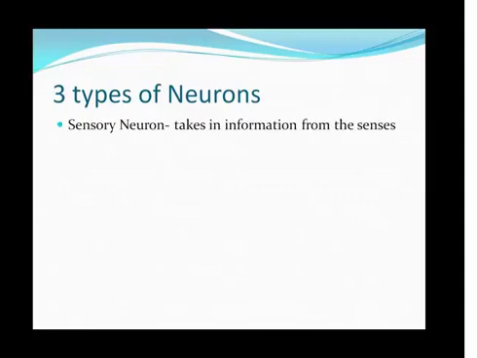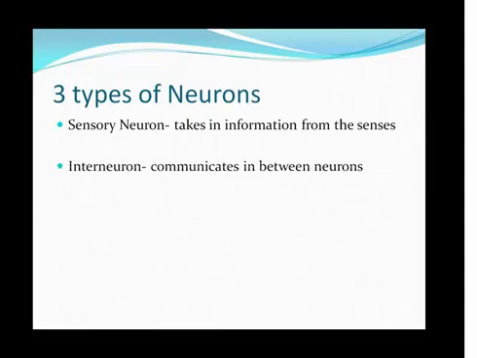The first one that we have is the sensory neuron. It's very easy to remember this one: sensory neuron. It takes in information from the senses. So what are our senses? They're vision, smell, touch, hearing, and taste. All your taste receptors would be sensory neurons. Your visual receptors would be sensory neurons. I think you understand that.